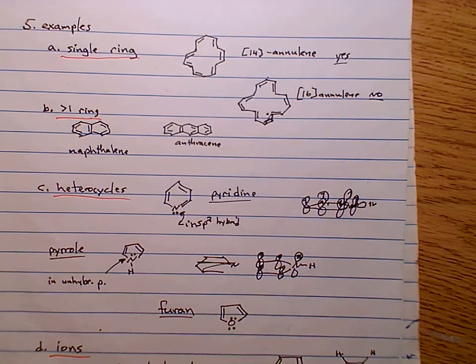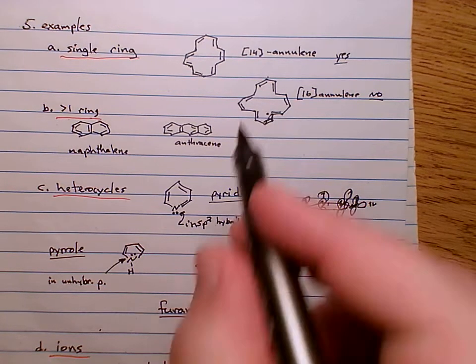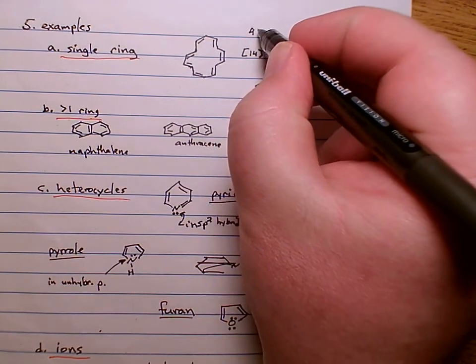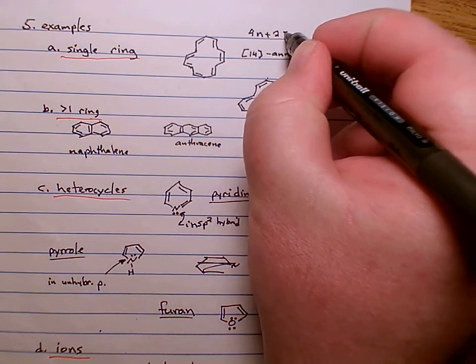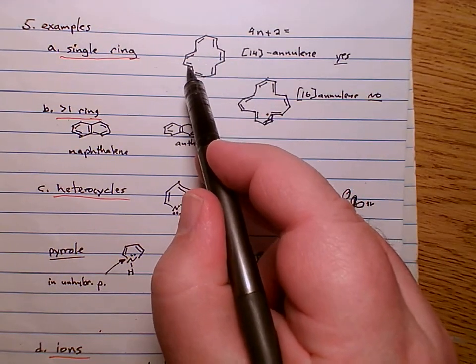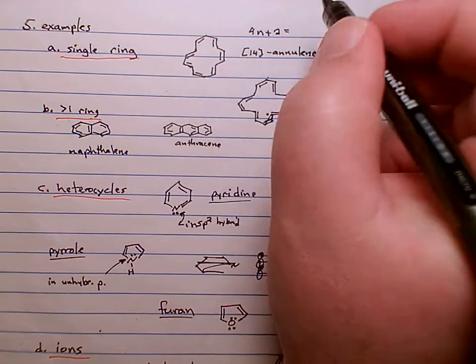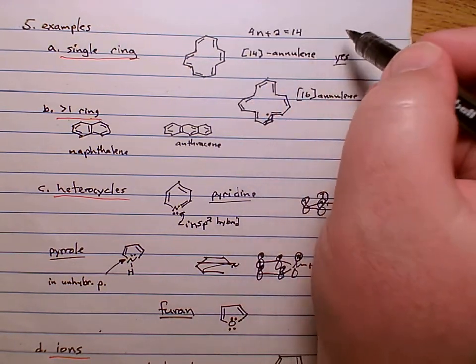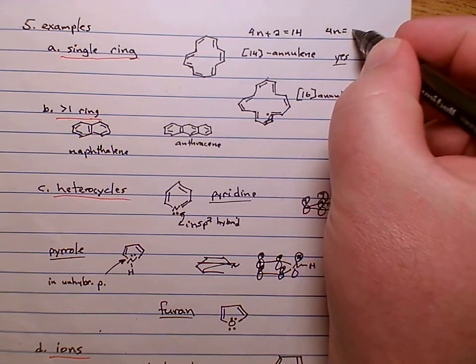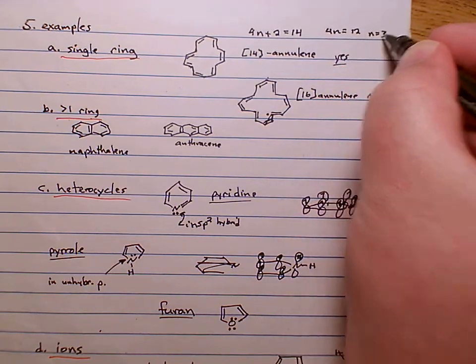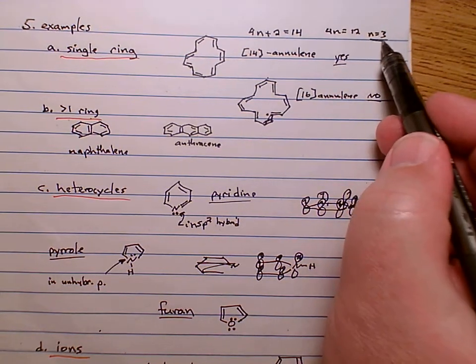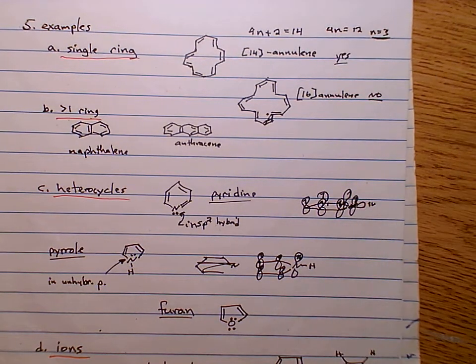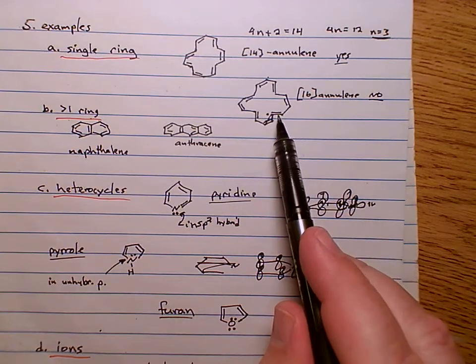Does it follow Huckel's rule? Well, 4n plus 2 equals 1, 2, 3, 4, 5, 6, 7, 8, 9, 10, 11, 12, 13, 14. 4n plus 2 equals 14. 4n equals 12. n equals 3. Yeah, that's a whole number. That will work. This is an aromatic compound, which means if you built this molecule, it would be flat. What about this one down here?